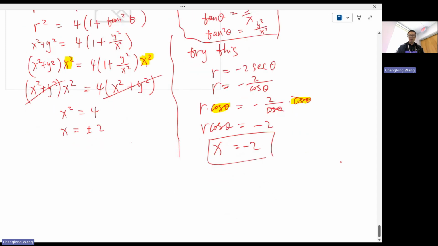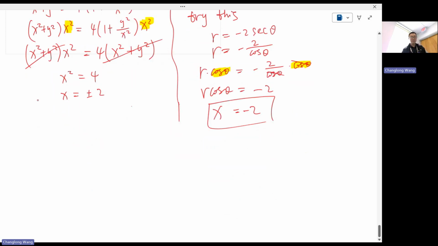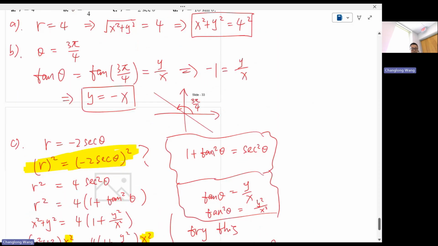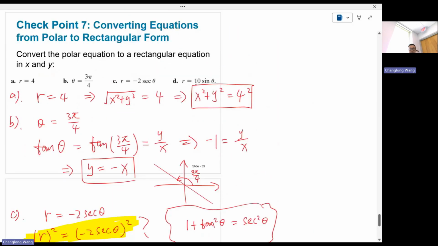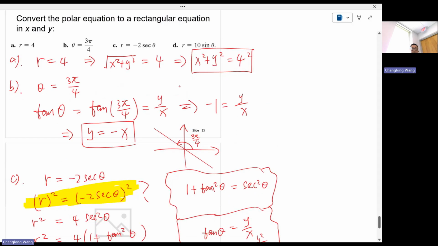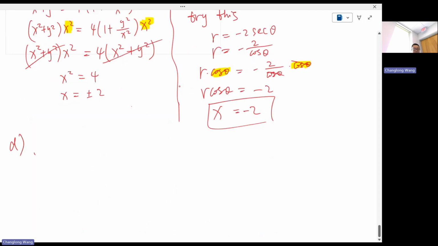That's the only downside of it, right? Now let's try one more problem. Then I want you to be again flexible with all these many equations. If you are able to do that, then it'll be a lot easier for you to figure these out in a test. Letter D, r equals 10 sine theta. All right, so let's write it down. R equals 10 times sine theta.